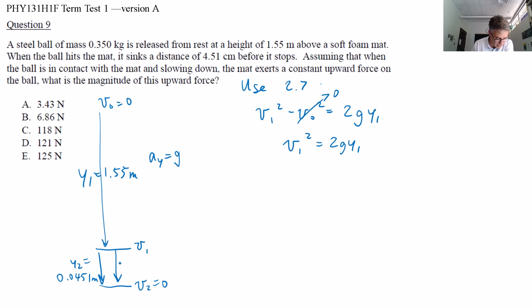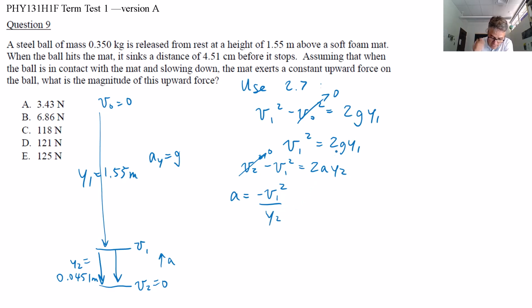Then this is going to stop, and it's the same kind of thing. We're going to assume that there's an acceleration upward, and let's find that. We have V2, so we can use kinematics to find that. V2 squared minus V1 squared is equal to 2 times a times y2. That's what we're trying to find. And in this case, V2 is the 0 one. So a is going to be equal to negative V1 squared divided by 2 times y2.